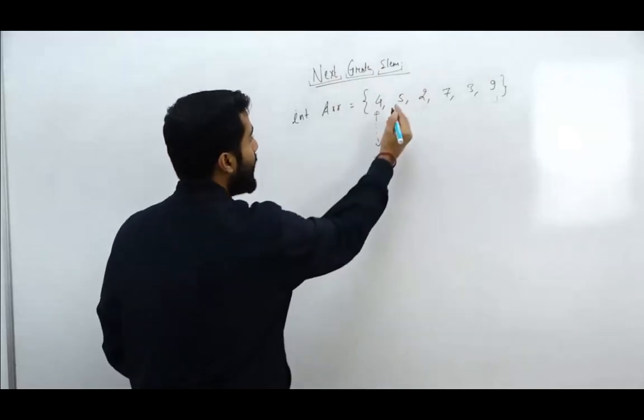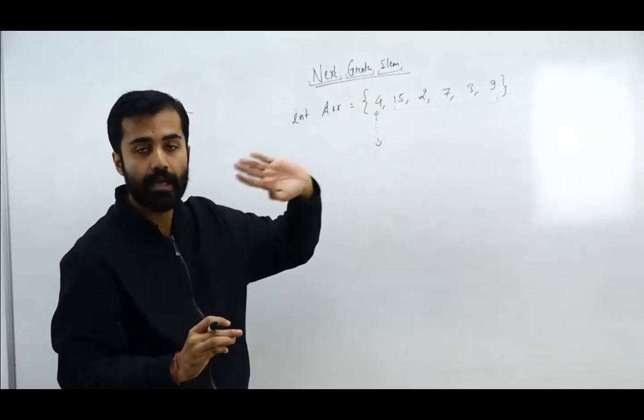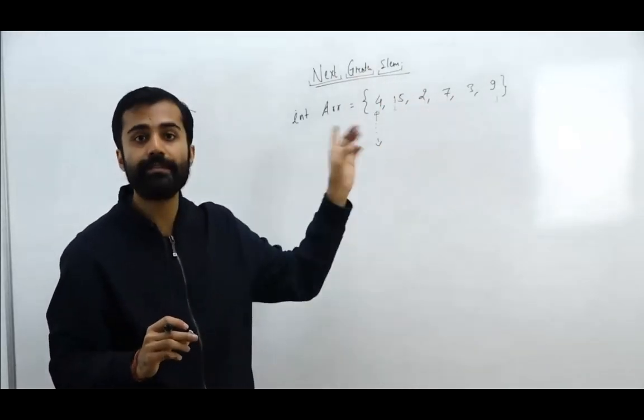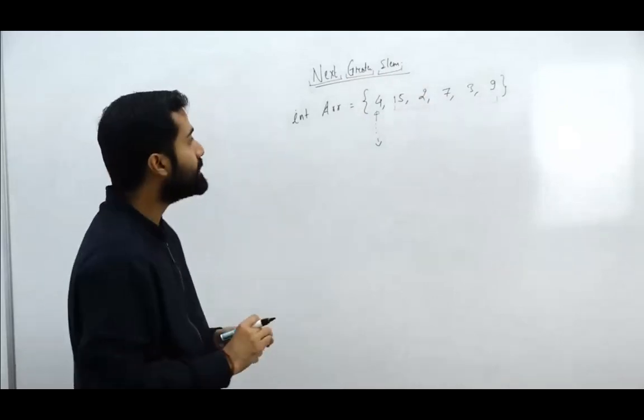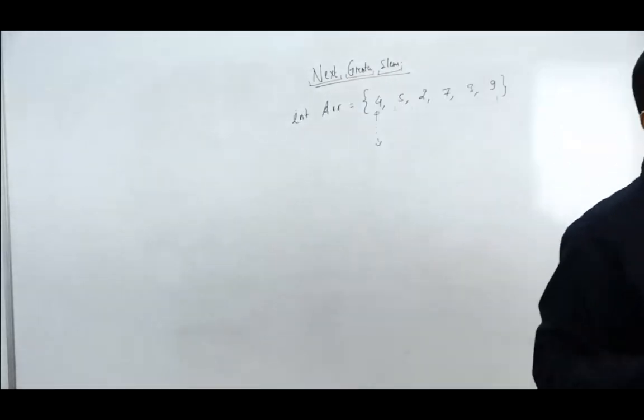See, even if it would have been 15 here, the next greater of 4 would have been 15, because that is the closest element towards the right side which is greater than 4. This is the definition of next greater. Does it make sense to everyone? What is next greater element? Yes or no?